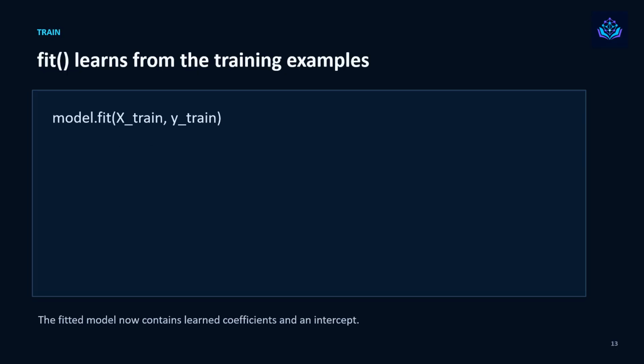The fit method is the training step. We pass xtrain and ytrain. During this call, the algorithm calculates the relationship between the input columns and the known training prices. When fit returns, the model contains learned coefficients and an intercept. It is now ready to apply the same relationship to house details it did not use during training.